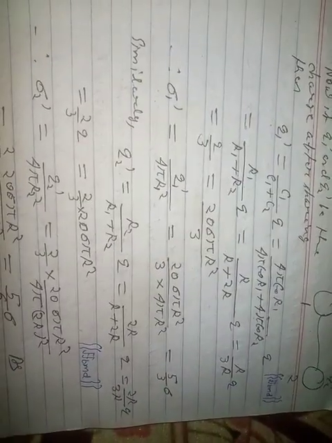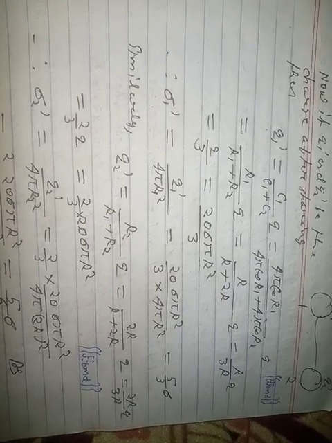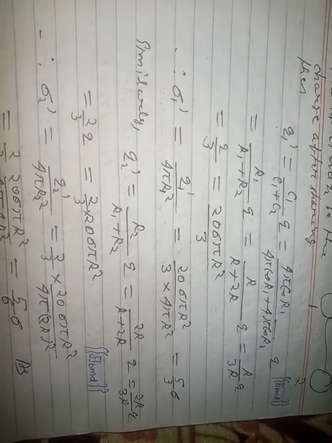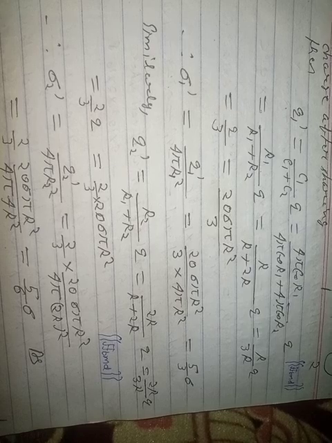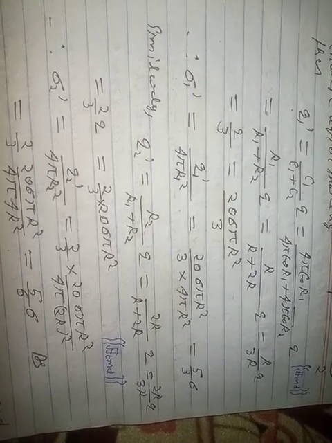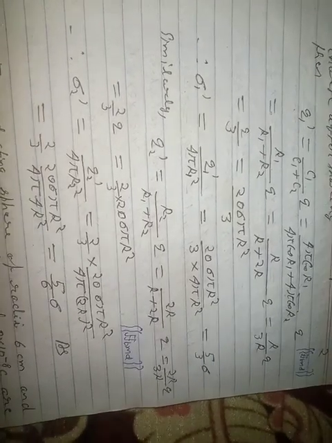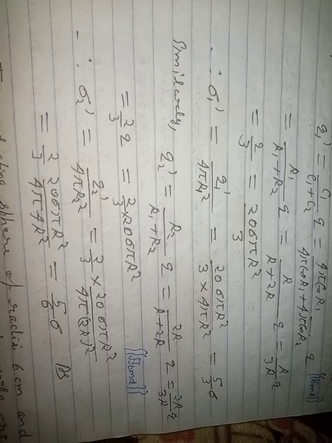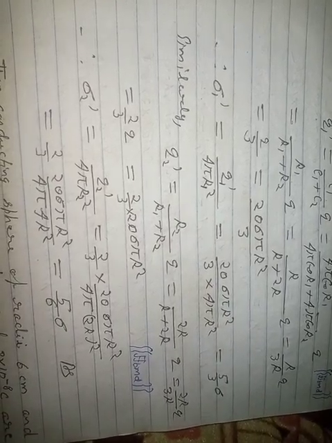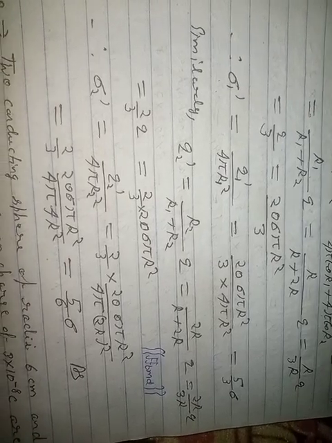Similarly, we get sigma 1 dash equals q1 dash by 4 pi r1 square, equals 20 sigma pi r square by 3 into 4 pi r square, equals 5 by 3 sigma. So the surface charge density after sharing will be 5 by 3 sigma.